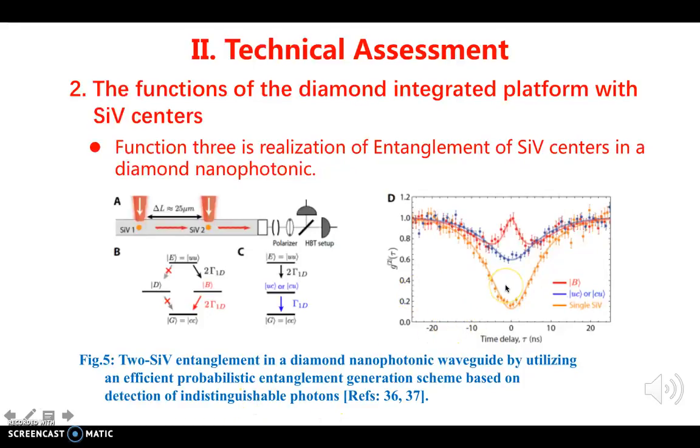Figure 5D gives the second-order correlation functions from a single silicon vacancy center and two silicon vacancy centers, in which the blue and red lines respectively correspond to the classical mixture state and the entangled state of the two silicon vacancy centers after detection of an indistinguishable photon.